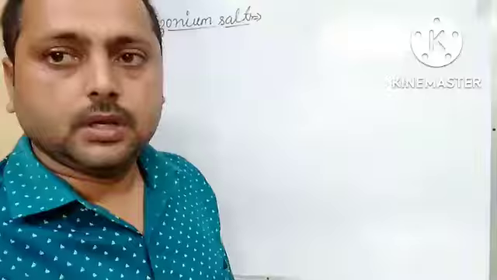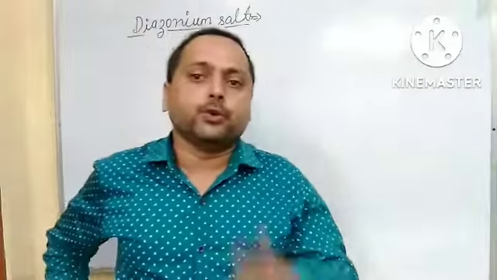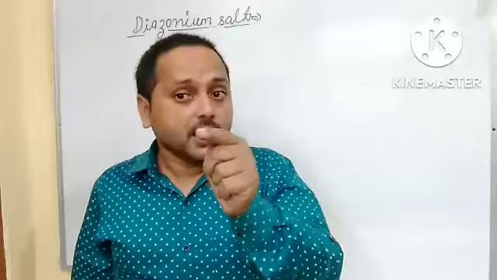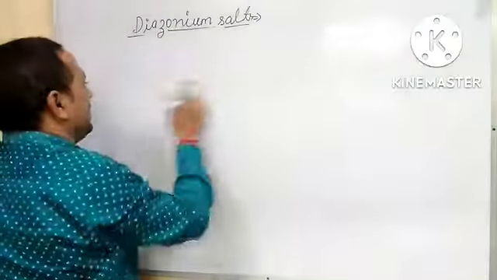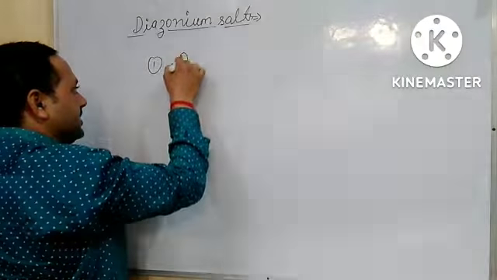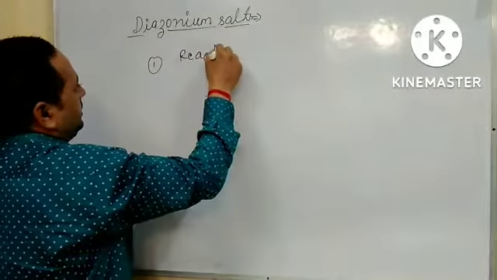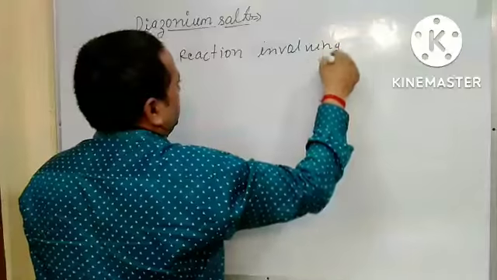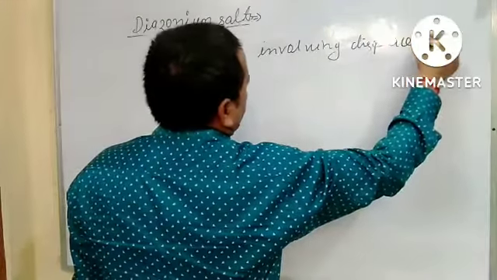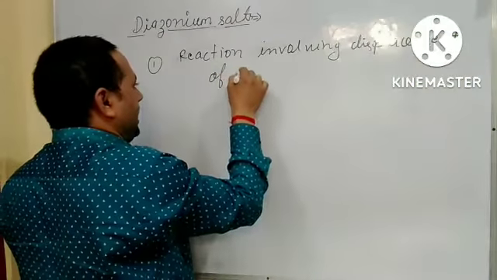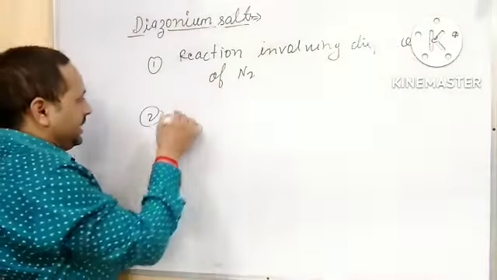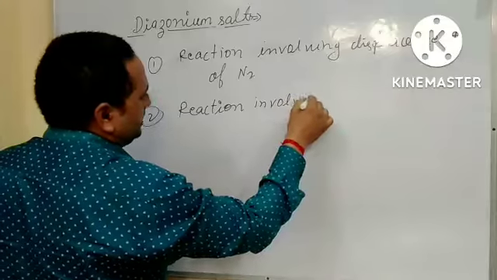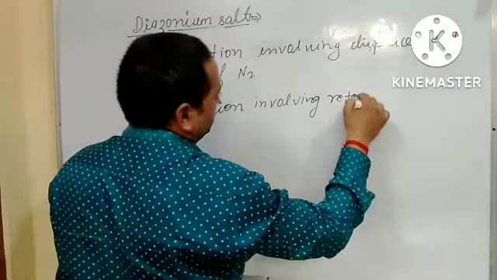Let us see the chemical properties. The chemical properties of this compound can be divided into two categories: a reaction in which the N2 group is displaced, and another in which the N2 group is retained. First is a reaction involving displacement of the N2 group, and second is a reaction involving retention of N2.